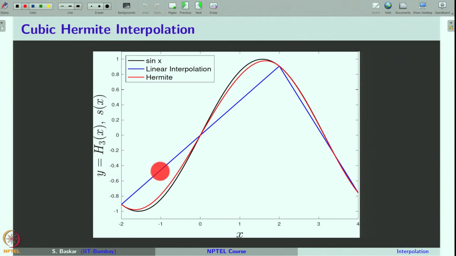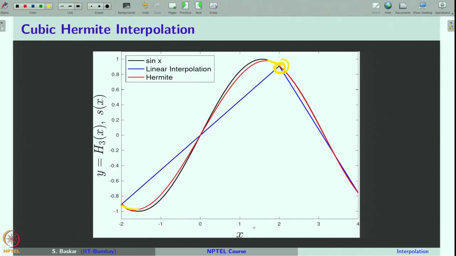The blue solid line represents the piecewise linear polynomial interpolation. As expected, we can see that there is a sharp edge at the interior node of the linear piecewise polynomial interpolation. As remarked at the beginning of this lecture and also in our previous lecture, the piecewise linear polynomial interpolation is not differentiable at the interior node point, right? Whereas you can see that the cubic Hermite interpolation is coinciding with the slope of the function at the node points, that is at minus 2 here, as well as at the node point 2 here.